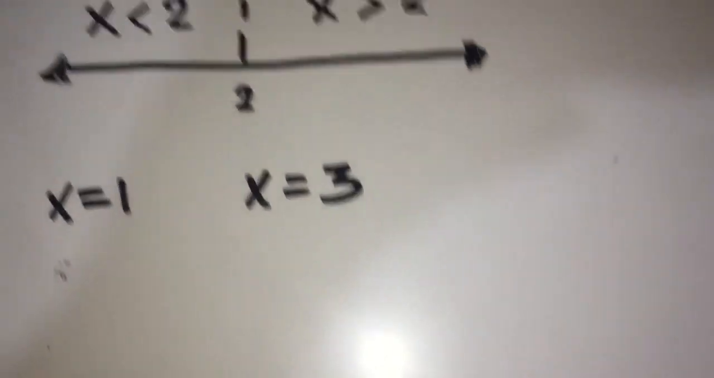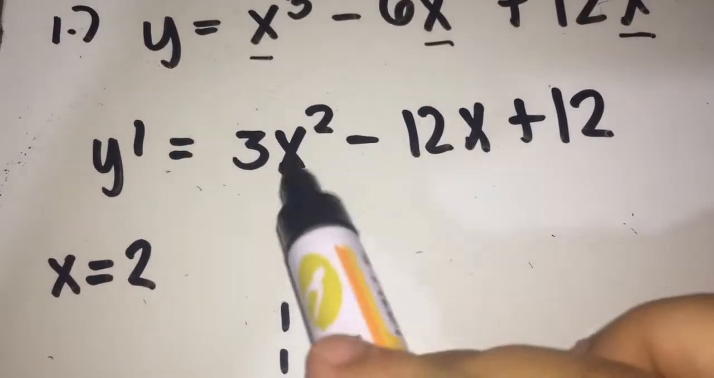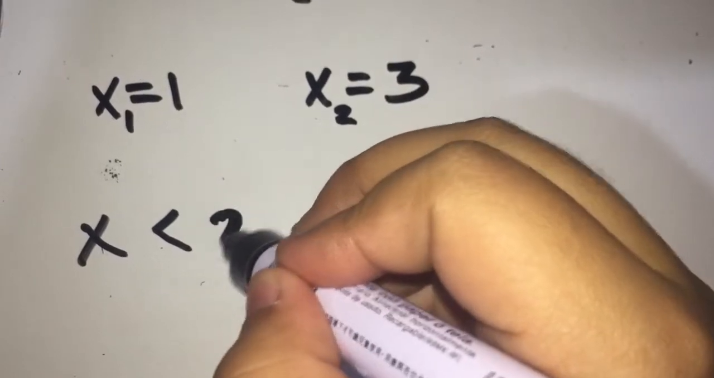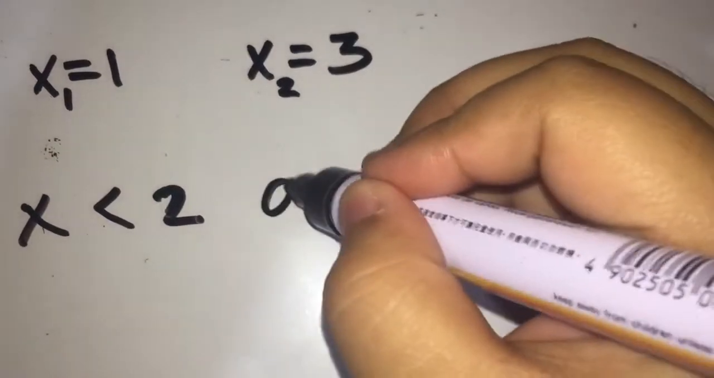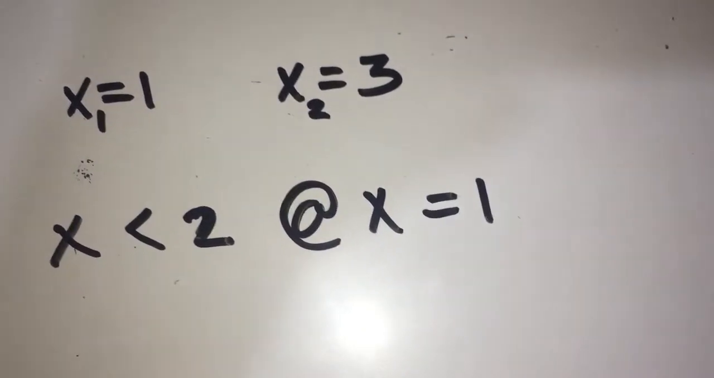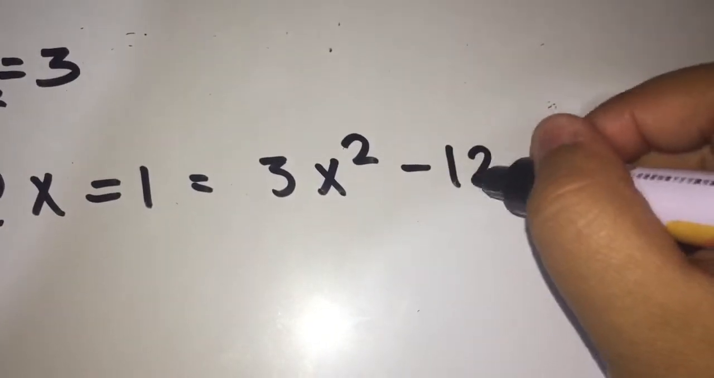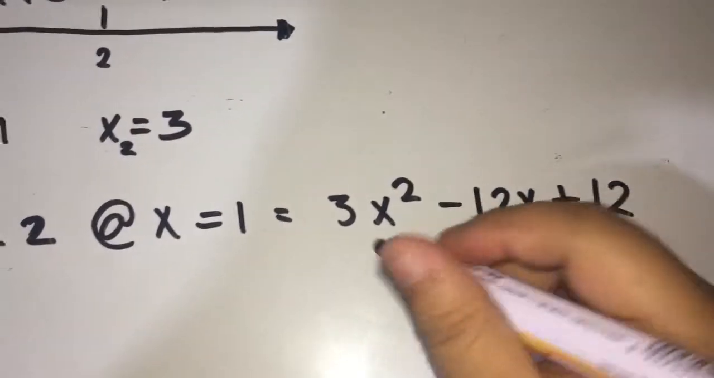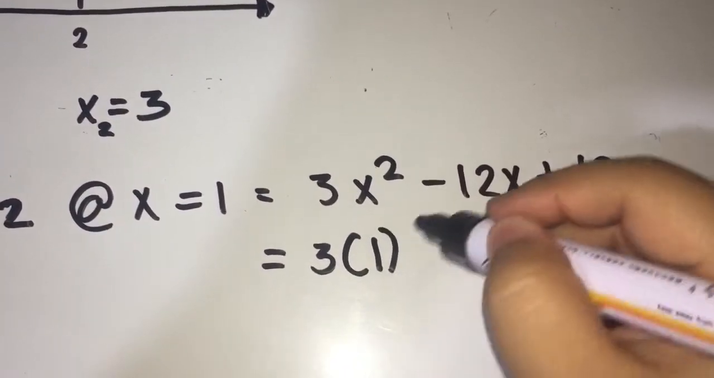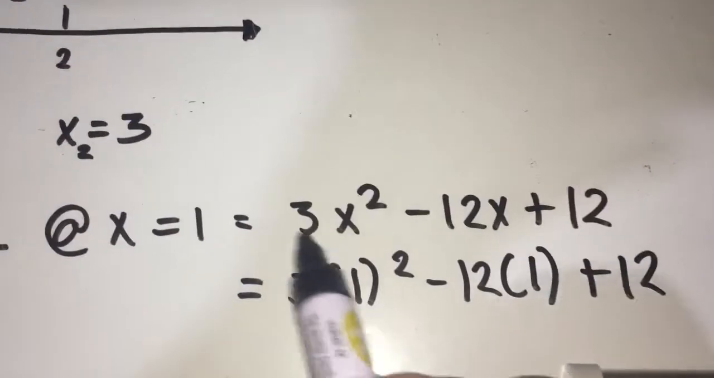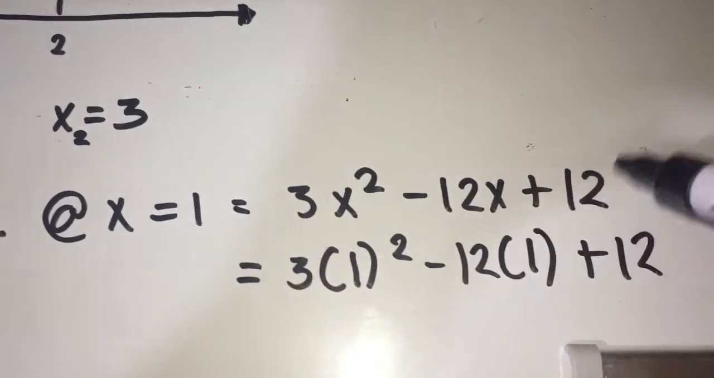So to determine our derivative, there are x's, right? We must input each of the x numbers, 1 and 3. So for x less than 2, at x equals 1: 3x squared minus 12x plus 12. So input the values: 3 times 1 squared minus 12 times 1 plus 12. Always keep in mind that the value we input is into the derivative of our function.